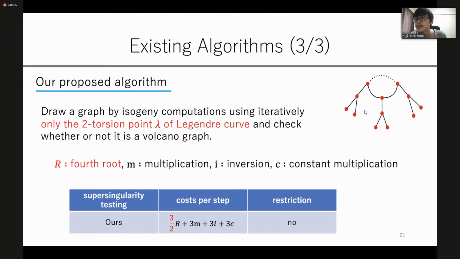We explain our proposed algorithm. It draws a graph by isogeny computation using iteratively only the two-torsion point lambda of a Legendre curve, and checks whether or not it is a volcano graph. Let R be a fourth root, M a multiplication, I an inversion, and C a constant multiplication. The cost per step of the computation is 3 over 2 R plus 3M plus 3I plus 3C.